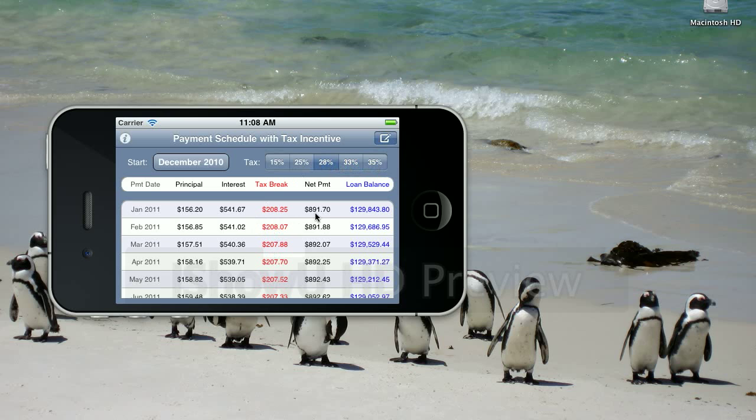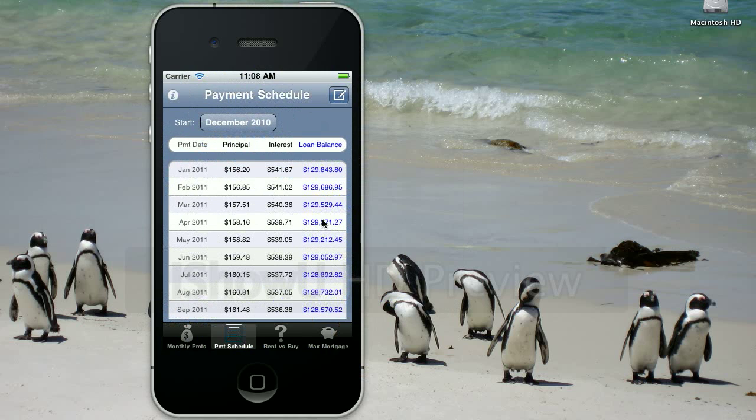And this tells you your net payment is going to be your total monthly payments minus this tax break. So this is effectively what your monthly payments on the house are. This is not what you owe the bank. You still owe the bank whatever your total mortgage amount is. But that gives you a nice sense for planning your finances.